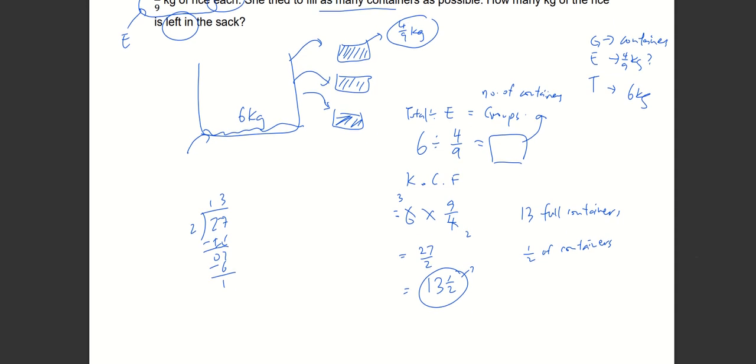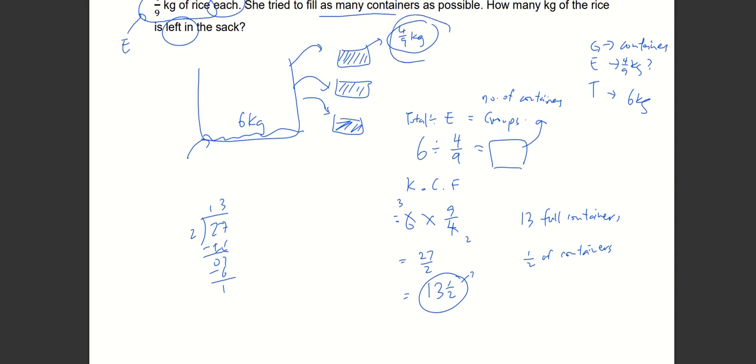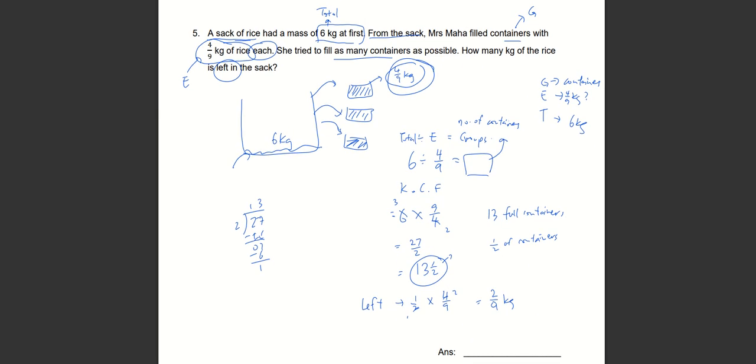So if one full container is 4/9 kilogram, the leftover rice will be that half of the container times its full capacity, that's 4/9 kilogram. I can simplify this and then I get 2/9 kilograms. So for this question, the answer is as such: 2/9 kilograms.